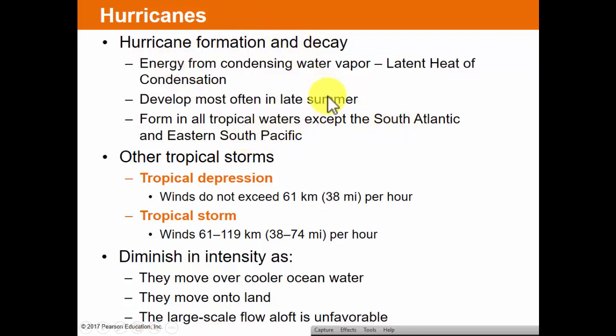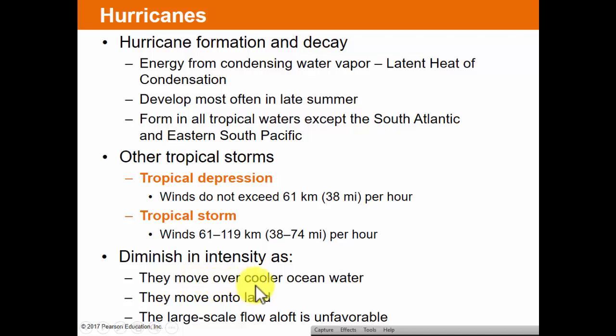And as I said, they start out as tropical depressions, which is a closed low with winds up to 38 miles per hour. Then they get a name when they become a tropical storm with winds from 39 to 74 miles per hour. And of course, above 74 miles per hour, they are called hurricanes. What causes a hurricane to diminish?